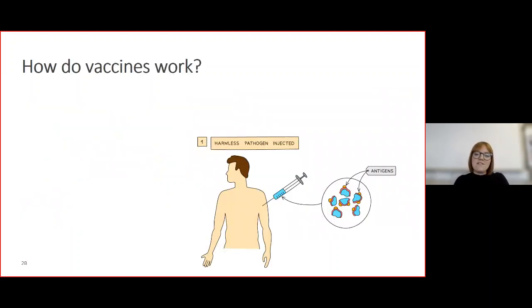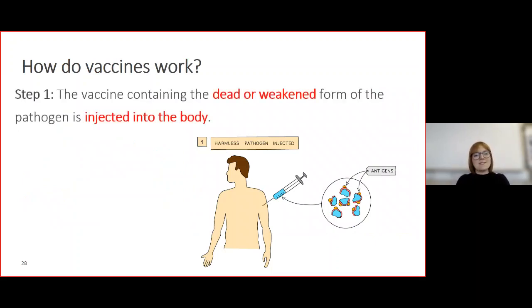Okay. So let's have a look at how they actually work. Again, I've tried to summarize this in steps, okay? So step 1, the vaccine is injected into the body, and what we're injecting then is a dead or inactive version of the exact pathogen that causes that disease, okay? So let's say that this is a bacteria, and we can see the antigens that are on top of it. So we actually inject ourselves with a dead or weakened form of the pathogen.